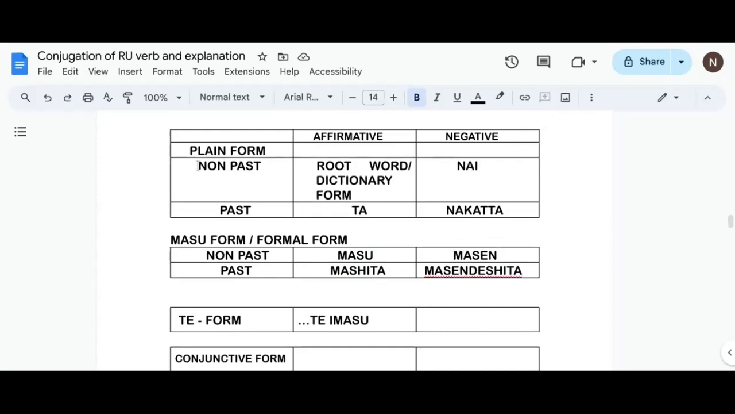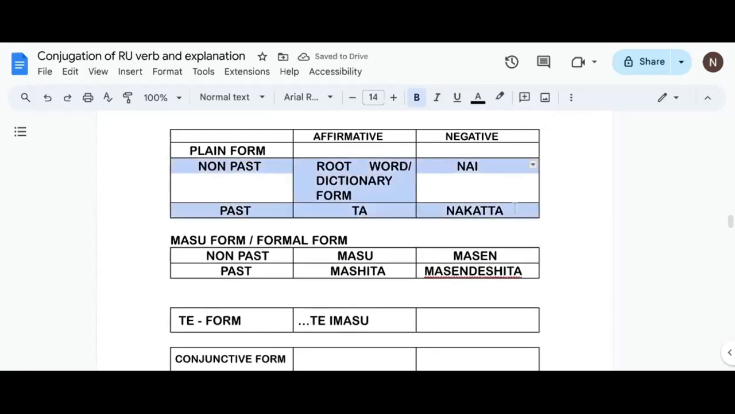Okay? If you want to speak in a casual way, this is your casual way. Like the word taberu, tabenai, tabeta, tabenakata. Okay? Tabenai, I will not eat. Tabeta, I ate. Tabenakata, I did not eat.